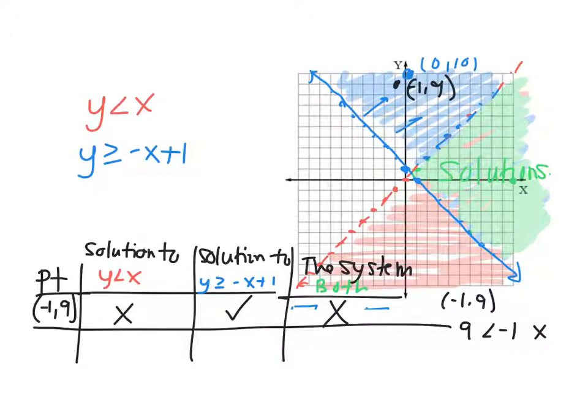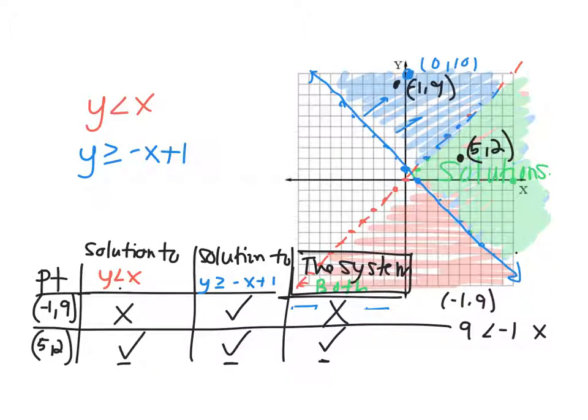If we do something like the point 5, 2, it is right here. Now visually speaking, since it's shaded in green, we know it's a solution to the entire system. If we look under the green, that point is shaded in red, and it is shaded in blue. Since it's shaded red, it's a solution to the red inequality. Since it's shaded in blue, it's a solution to the blue inequality. And since it was shaded in twice, we could just say it's a solution to the entire system.